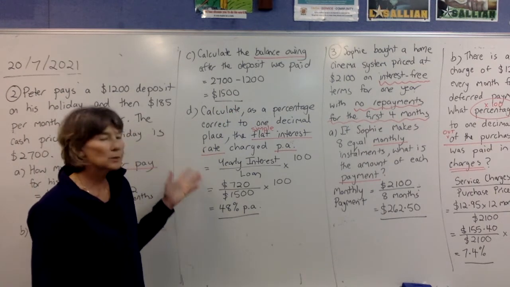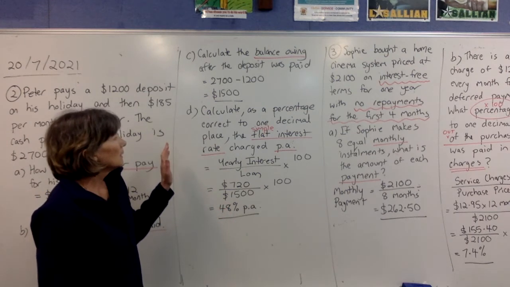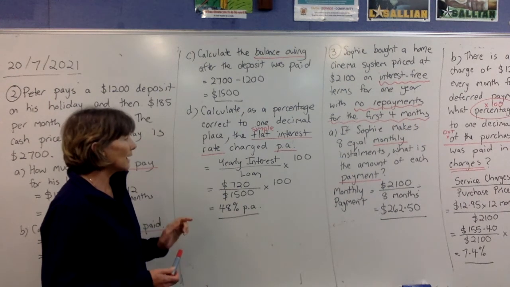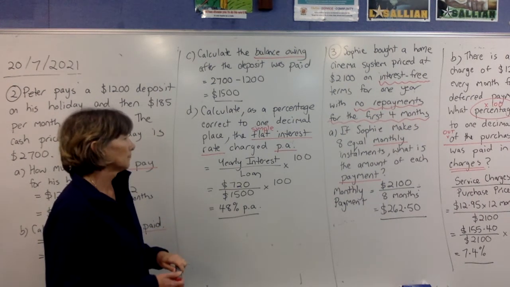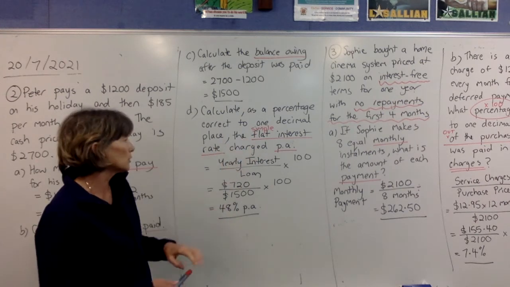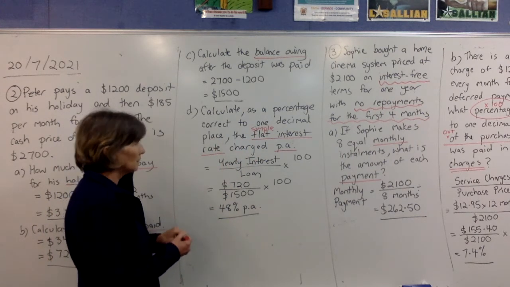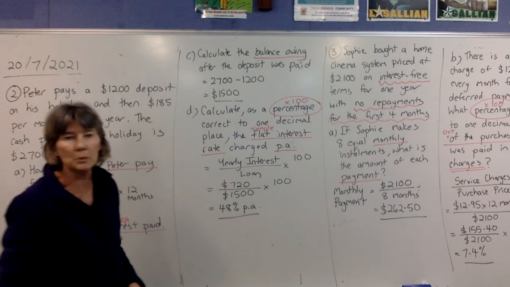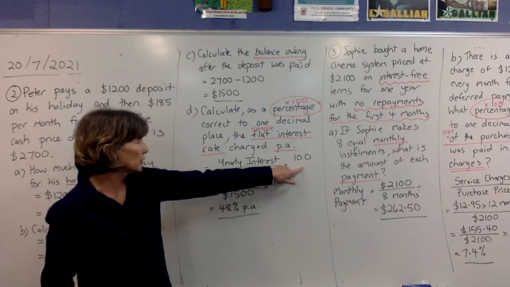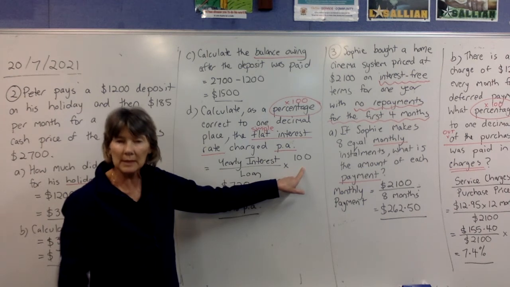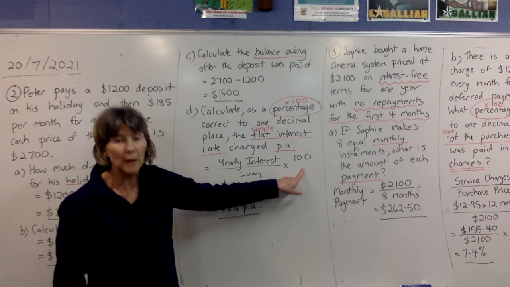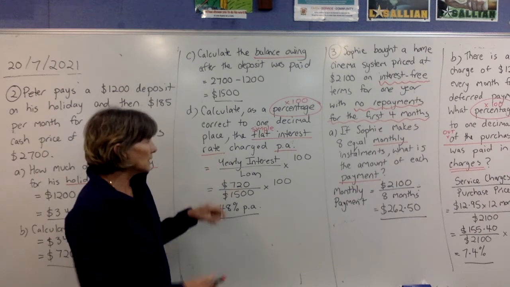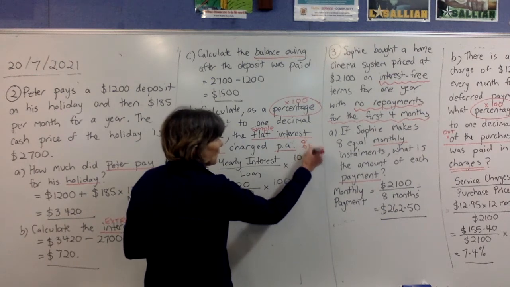The next question, and this is where people go really wrong in tests: calculate as a percentage, correct to one decimal place, the flat interest rate charged per annum. Flat means simple, so this is simple interest we're looking at. They've given you a bit of a hint here. They've told you percentage, so you know you're going to be timesing by 100. If you look back on when we did the heading simple interest rate, this is how we worked it out, because it has to be as a percentage per annum.